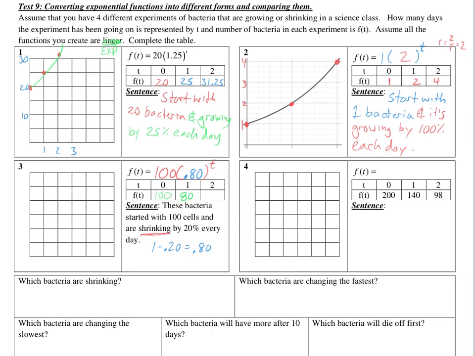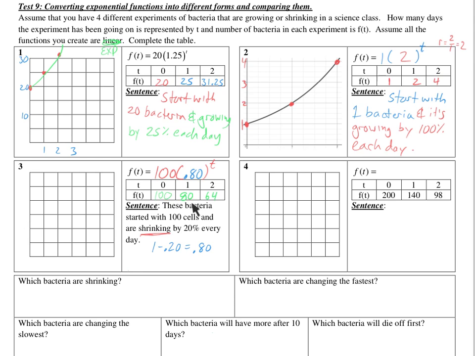Then what we need to do is do 80 times 0.8. What's 80 times 0.8? Is it 64? Yeah, 64. So these bacteria start with 100. Next day there's 80. Now there's 64 bacteria. It's shrinking by 20% each day. Slowly decreasing. So these are dying. These are growing, which happens. Depends on the atmosphere, the environment for the bacteria.